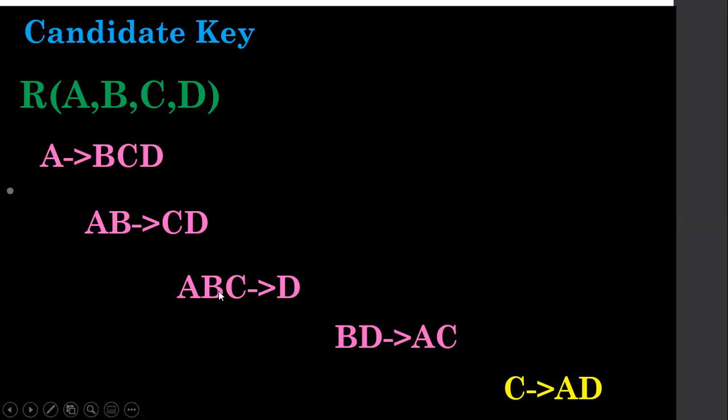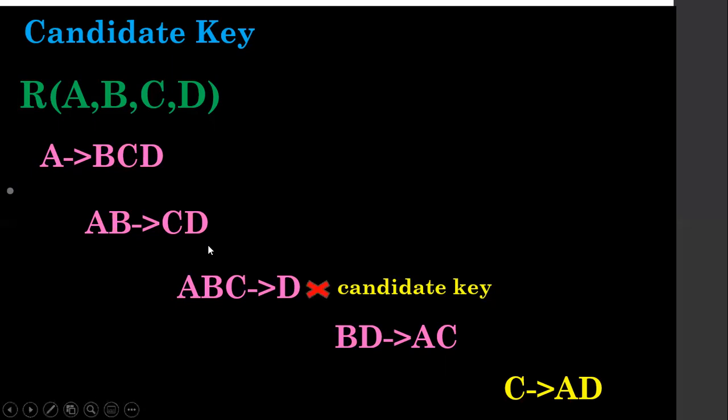Yes. If ABC is a super key and a proper subset of ABC is also a super key, then we cannot say ABC is a candidate key. It means the minimal of ABC is AB, that is, the smaller of ABC is AB. If AB can do the job of ABC, then no need to have ABC. If only AB can do whatever ABC can do, then what is the use of having three attributes? If only two attributes can do the job of three attributes, then no need to have three attributes. So ABC implies D is not a minimal super key. So this is not a candidate key.